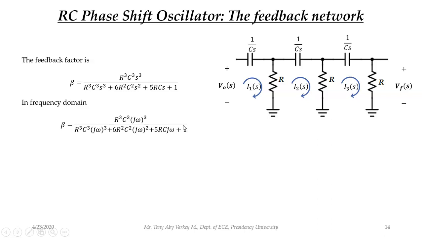To go from the Laplace domain to the frequency domain, you just replace s with j omega, where omega is the angular frequency. Now (j omega) cube means j into j into j. j into j is minus 1, so j cube will be minus j. So I am writing here: minus j R cube C cube omega cube, and j square will be minus 1, so minus 6 R square C square omega square plus j 5 RC omega plus 1.